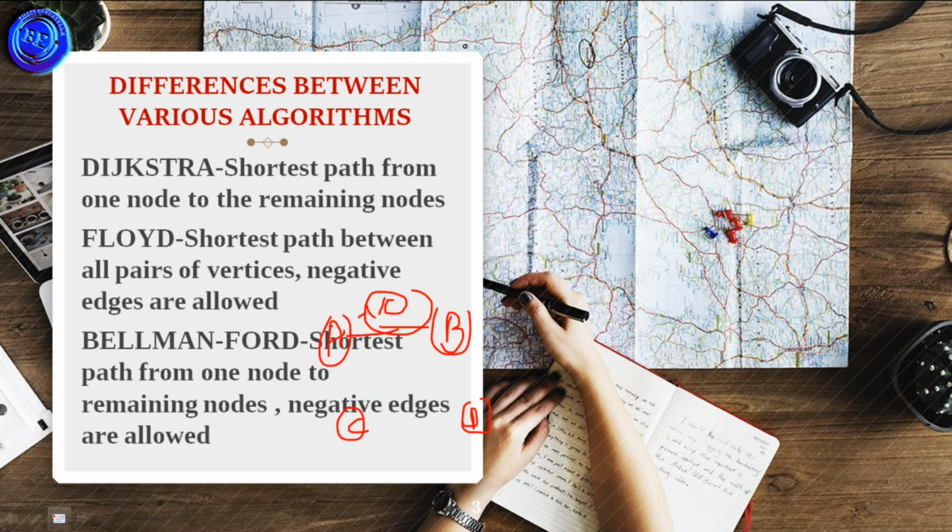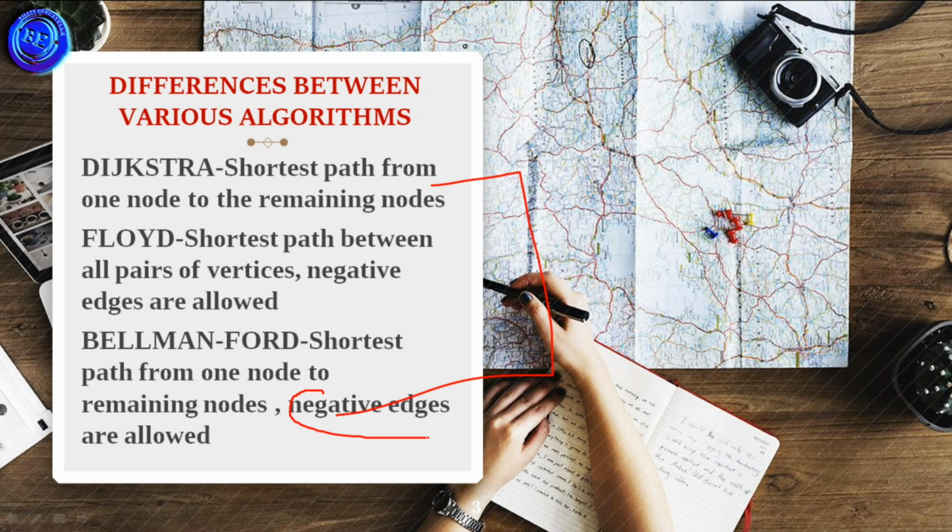And coming to the Bellman-Ford algorithm, it will find the shortest path from one node to the remaining nodes and negative edges are also allowed. So the major difference between Dijkstra and Bellman-Ford is that negative edges are allowed in Bellman-Ford, while in Dijkstra algorithm negative edges are not present. In the next video session I would like to discuss Bellman-Ford.